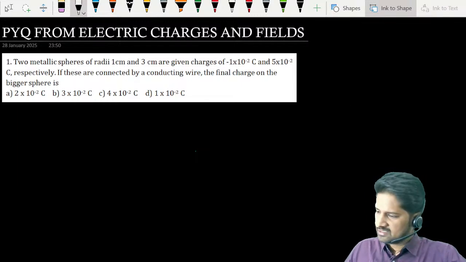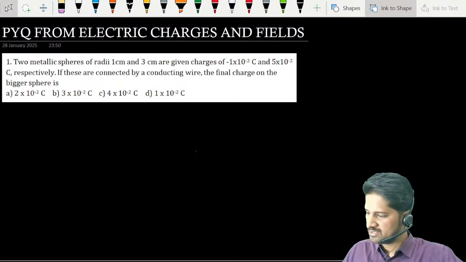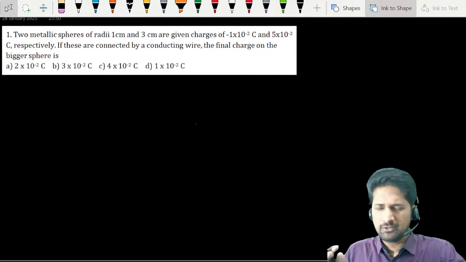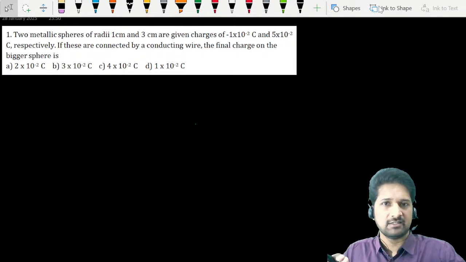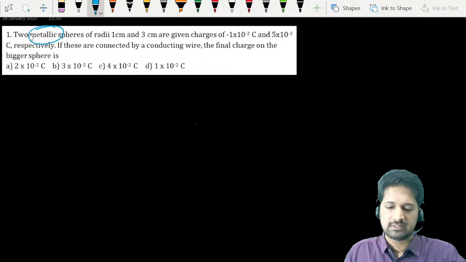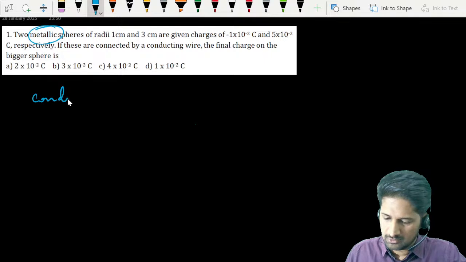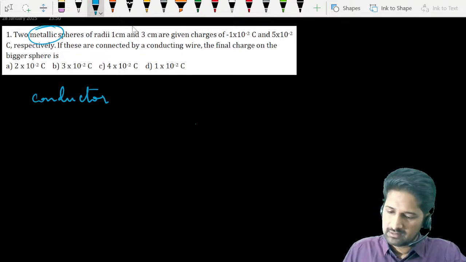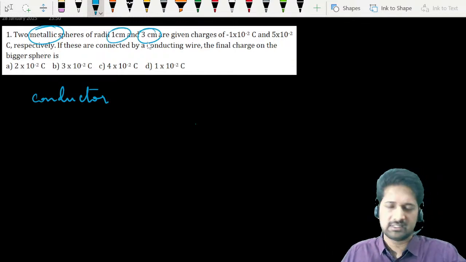The first question says there are two metallic spheres of radii 1 centimeter and 3 centimeters. Whenever you read a question, make it a habit to understand each term carefully. They are saying that there are two metallic spheres. What is a metal? Metals are conductors. So they are talking about conducting spheres. They have given radii 1 centimeter and 3 centimeters, so they are of different sizes.